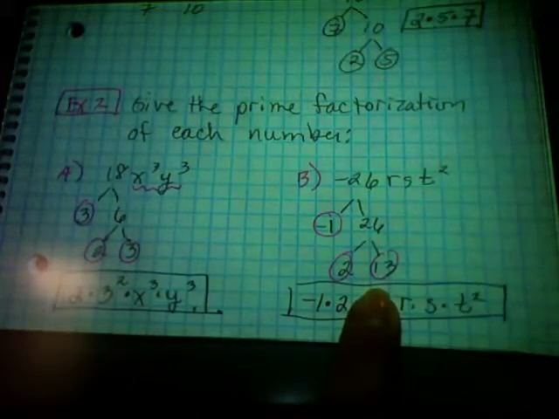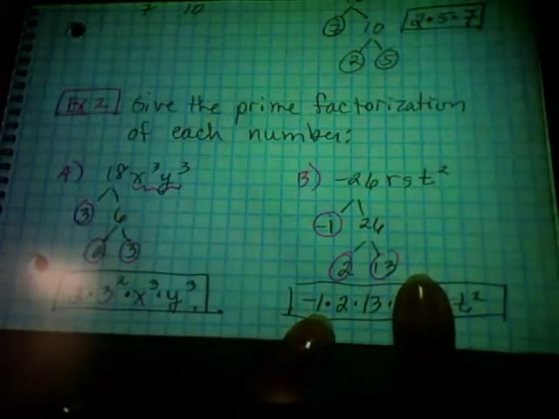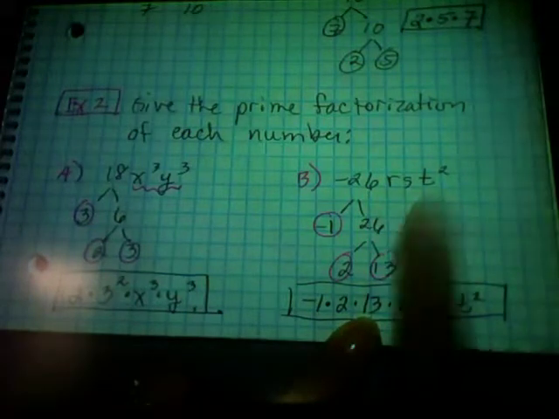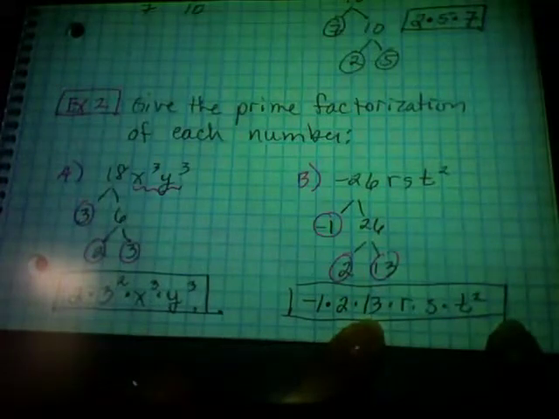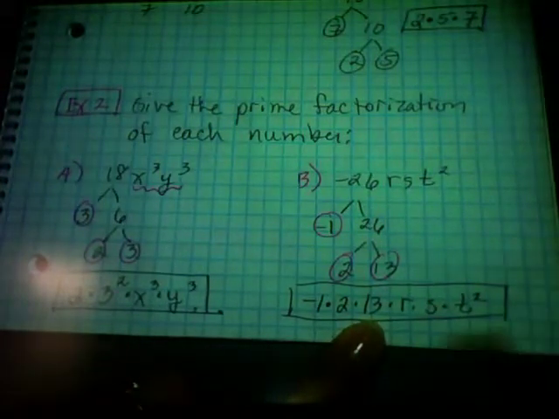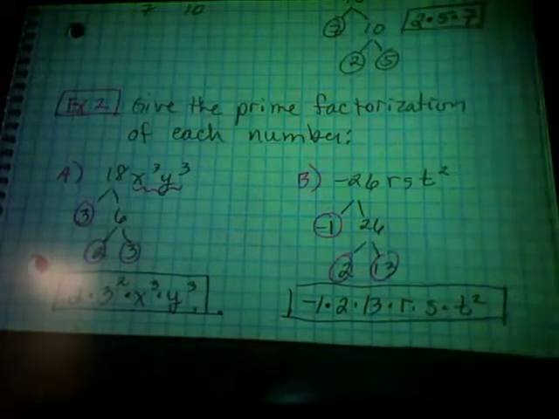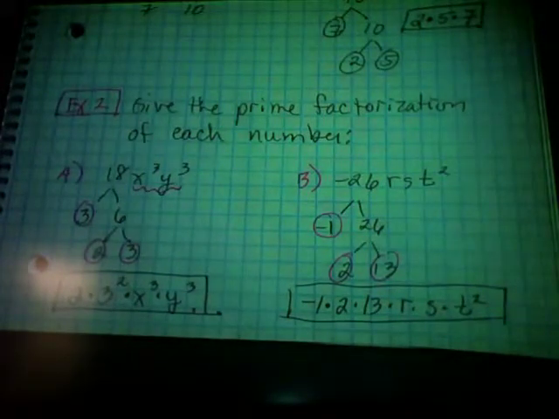you're done. So your prime factoring should be negative 1 times 2 times 13, but then bring down your variables, separate them with multiplication dots. It sounds picky, but if you forget to separate them with multiplication dots, you're going to lose points. So this is proper prime factored form. So any questions on that?